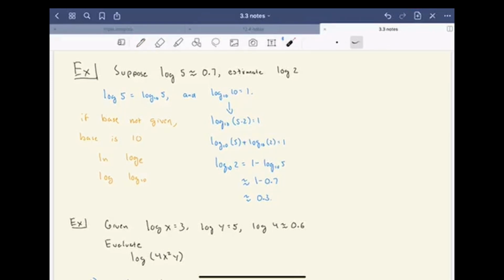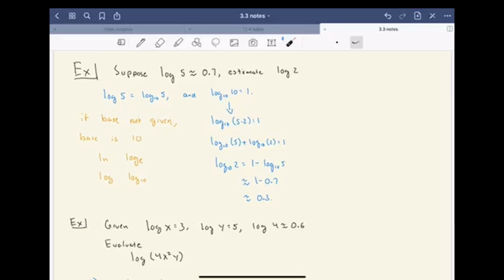Now, log base 10 of 10, we know that has to be 1, right? If you think about it, if you put a little 1 there, log base 10 of 10 to the 1 has to equal 1. So, noting that 10 equals 5 times 2, we're going to write log base 10 of 5 times 2 equals 1.